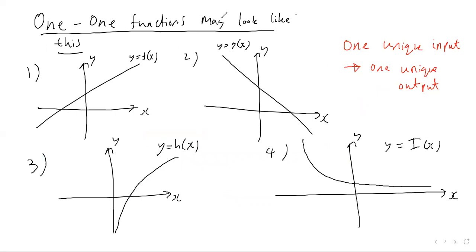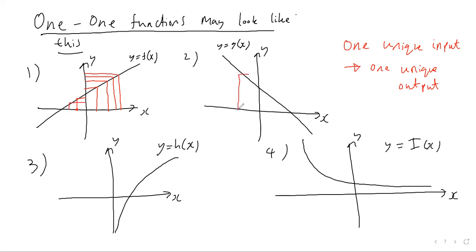Now let's look at a diagram of examples of one-to-one functions. Again, one unique input on the x-axis gives us one unique output on the y-axis. With this graph here, we plug in a number on the x-axis, we get an output. Plug in a number, get a unique number. Every unique x value that we input gives us a unique y value. This is called a one-to-one function.